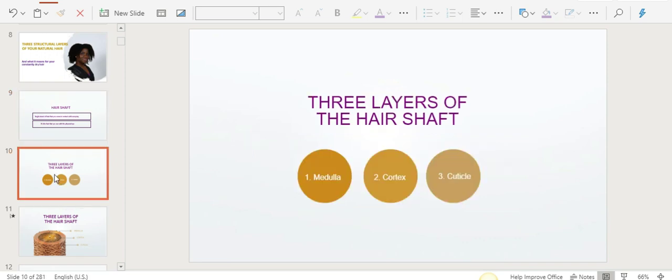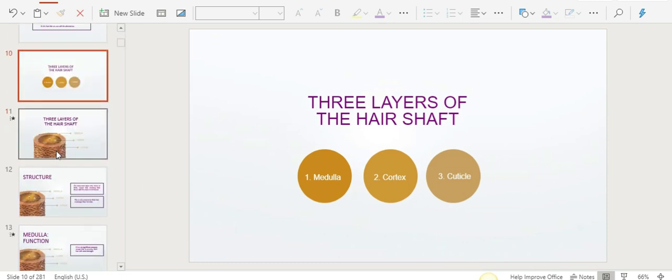Alright, so the three structural layers, what are they and why should I care really? So the three structural layers are the medulla, the cortex, and the cuticle. So let me go through each in more detail. I'm going to be going over the structure and their function and why you should really care.